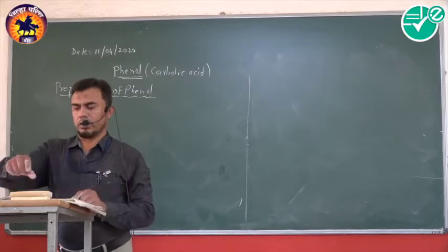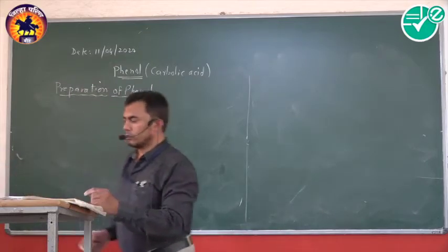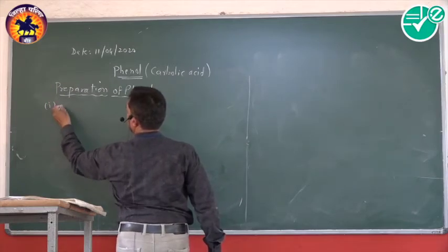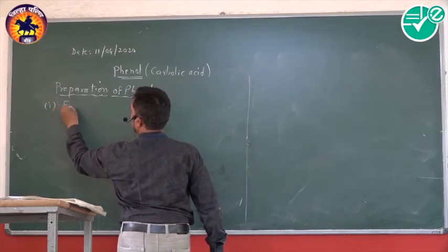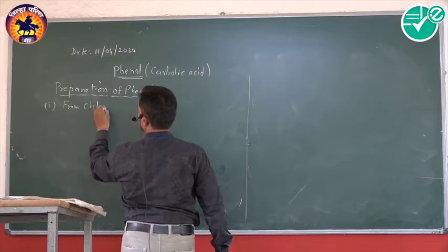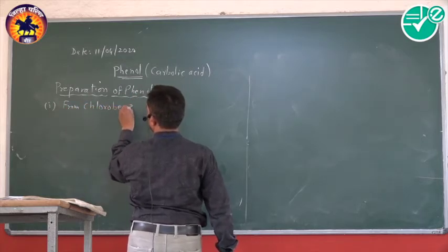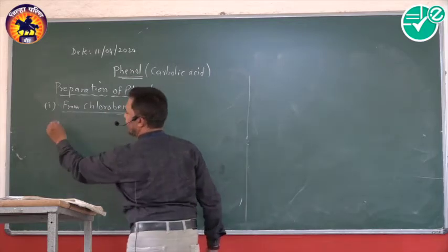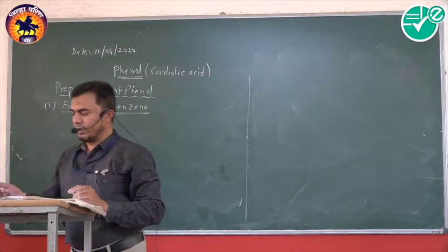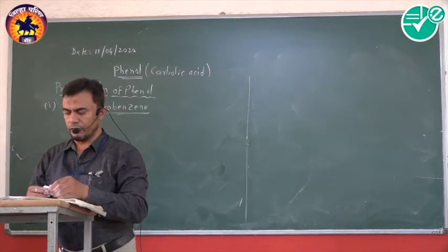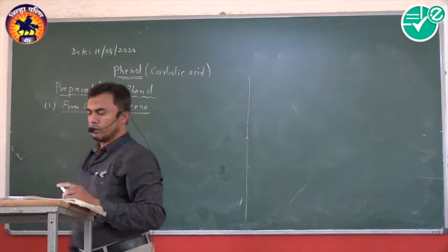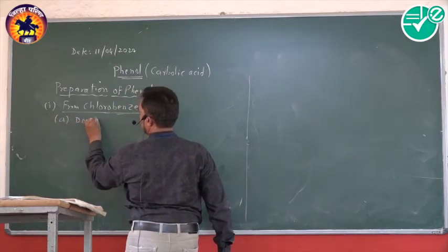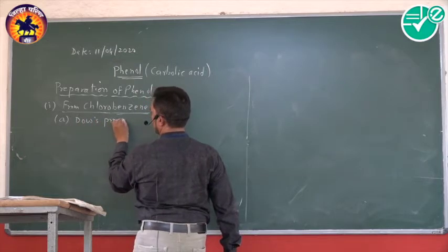That is by chlorobenzene. Now, to prepare phenol with the help of chlorobenzene, here two different people have given the preparation method of phenol by their names. Number one, that is the Dow process.